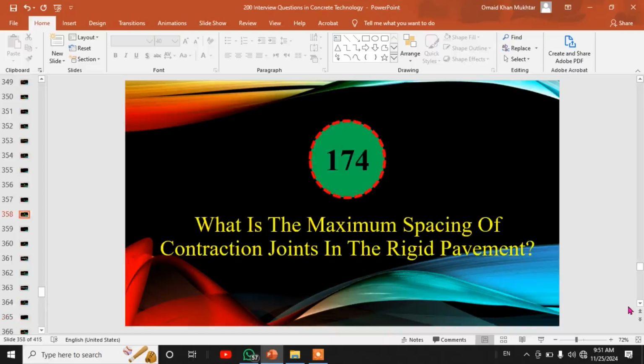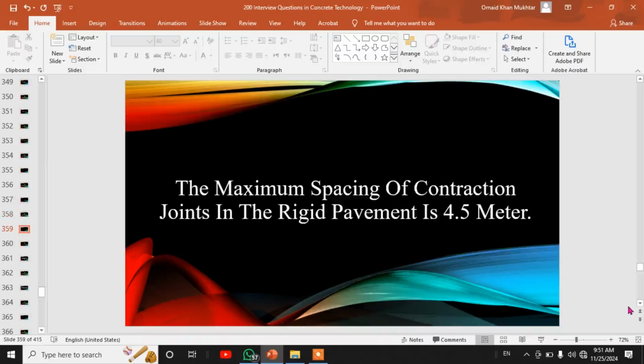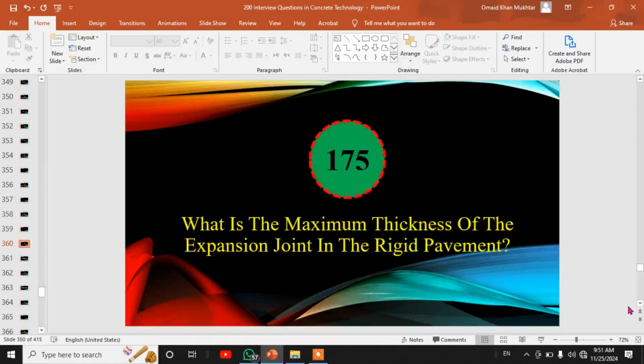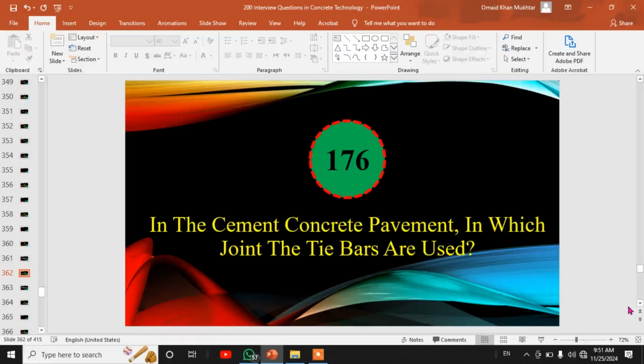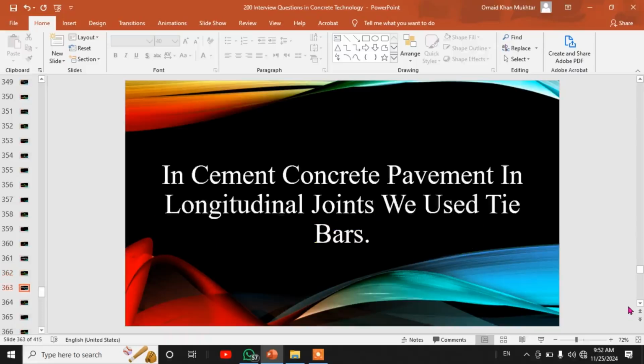174. What is the maximum spacing of contraction joints in the rigid pavement? The maximum spacing of the contraction joints in the rigid pavement is 4.5 meter. 175. What is the maximum thickness of the expansion joint in the rigid pavement? The maximum thickness of expansion joint in the rigid pavement is 25 cm. 176. In the cement concrete pavement, in which joint the tie bars are used? In cement concrete pavement, in longitudinal joints we use tie bars.